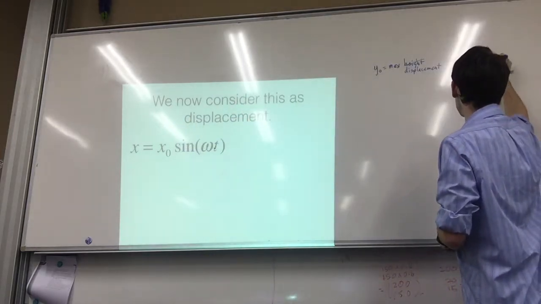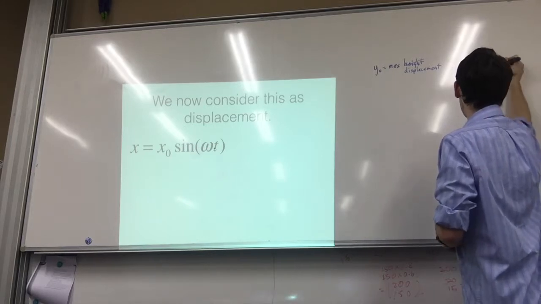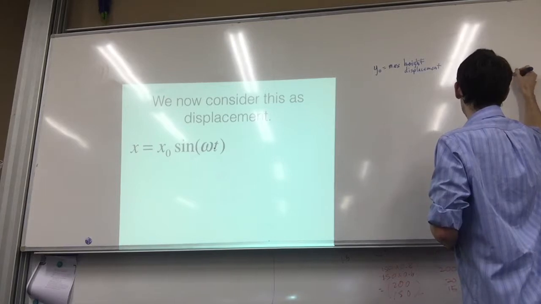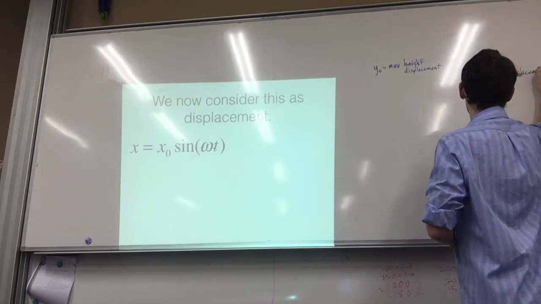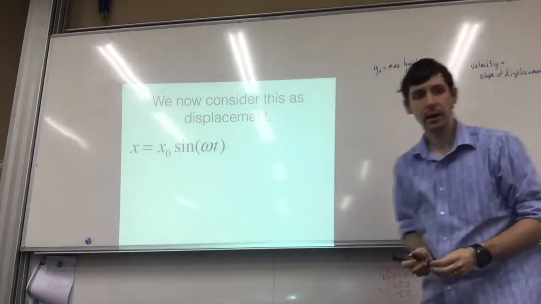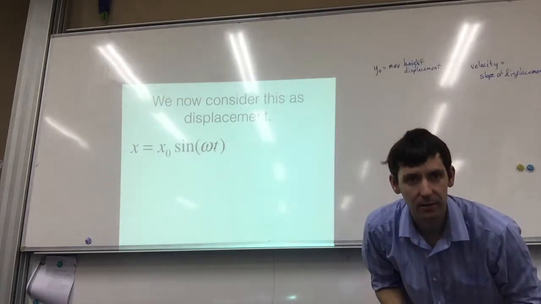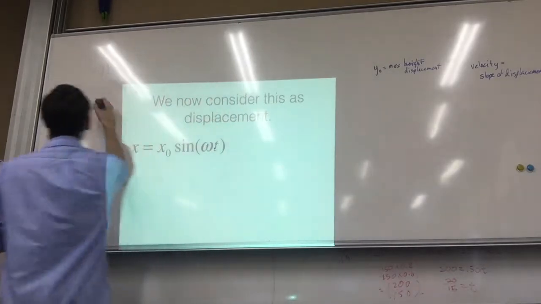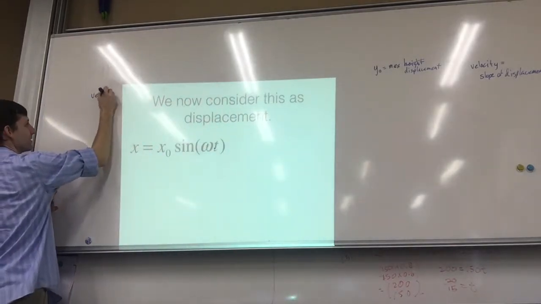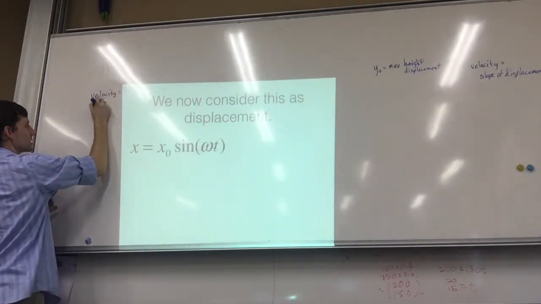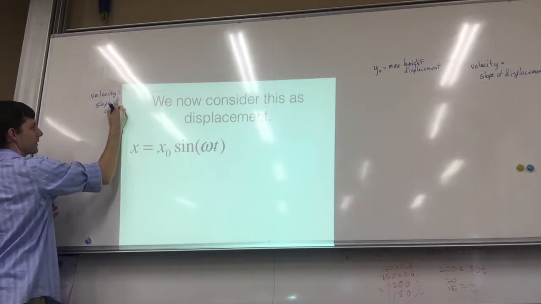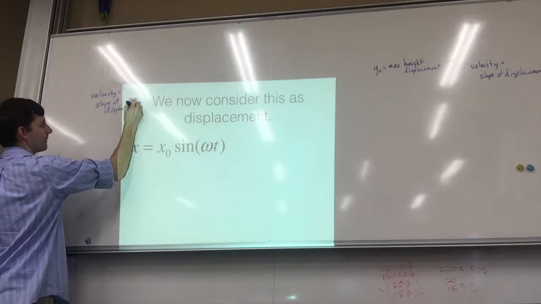Velocity is the slope of the displacement graph. Okay? Is that fitting? No, that totally didn't fit. Okay. Velocity equals slope of displacement. Okay.